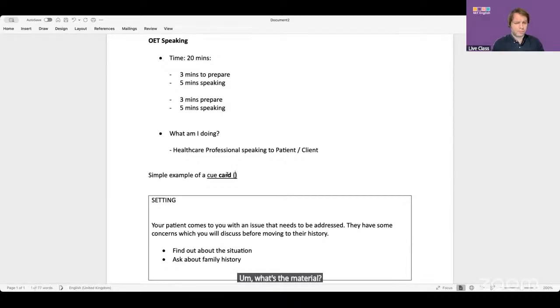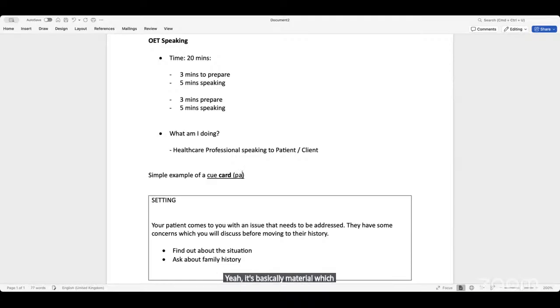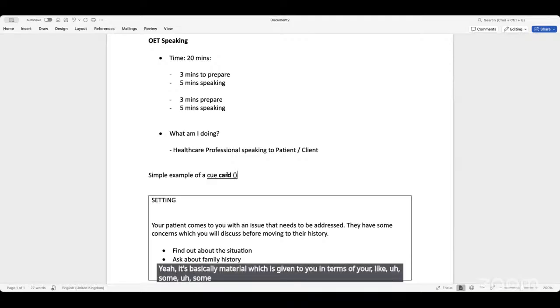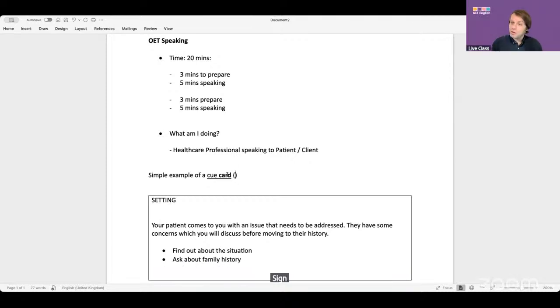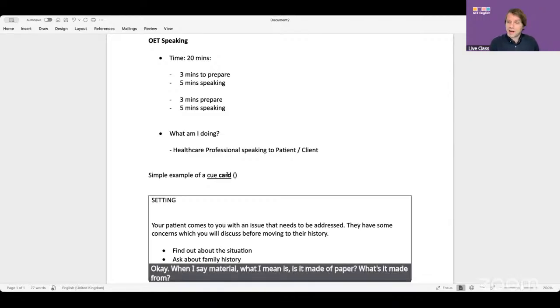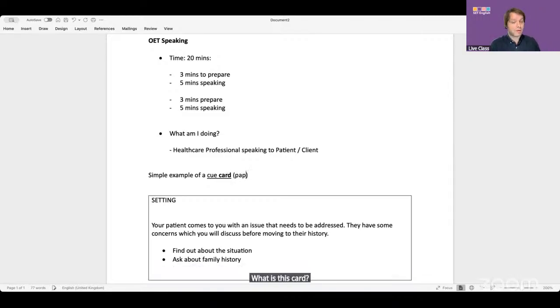Yeah, it's basically material which is given to you, some context is given in a card, and you are supposed to speak to the patient or a healthcare professional or whoever is assigned. Okay. When I say material, what I mean is, is it made of paper? What's it made from? What is this card? A card is paper. Do you agree? Yes.